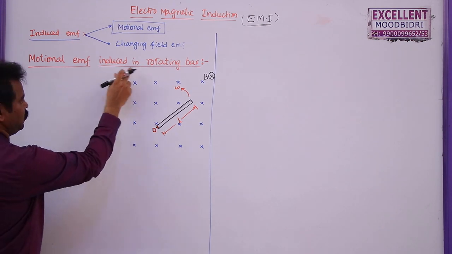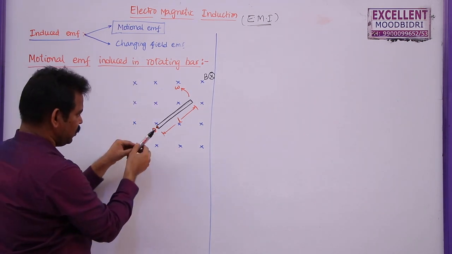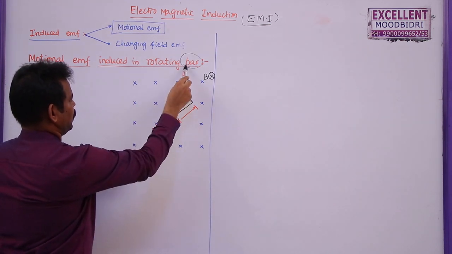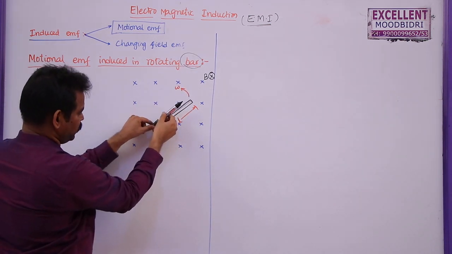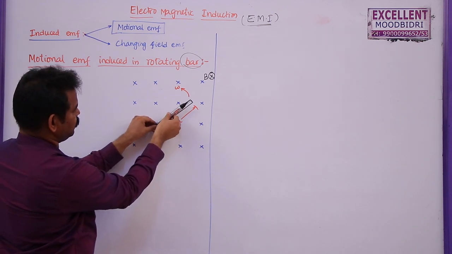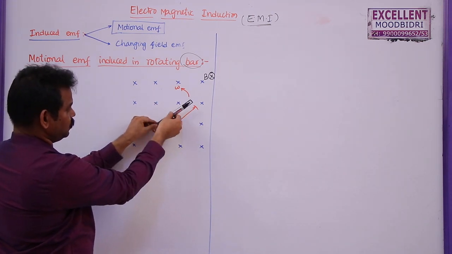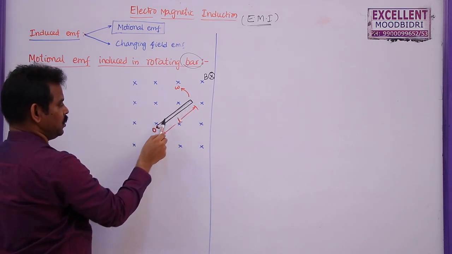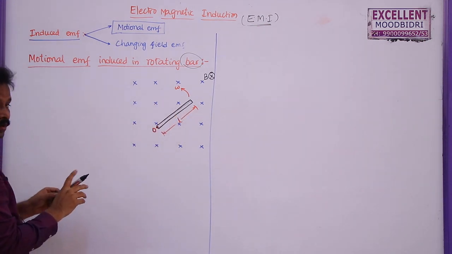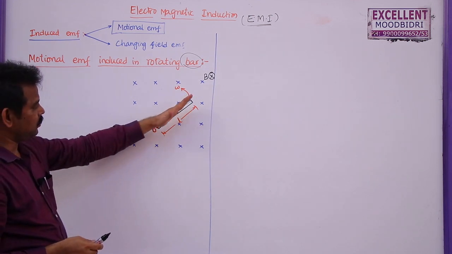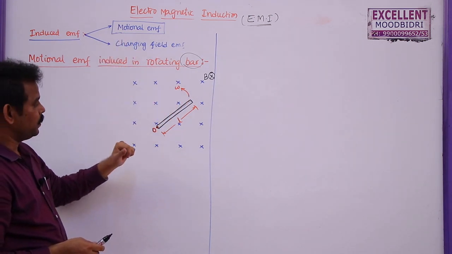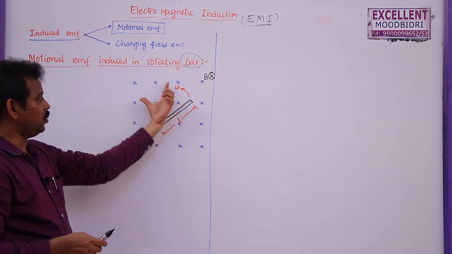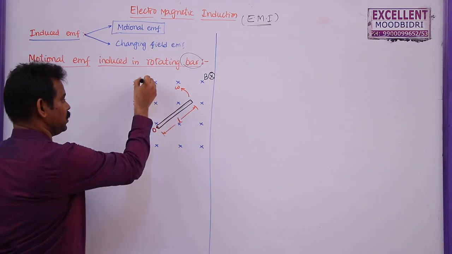Motional EMF induced in a rotating bar. Here a bar of length L is pivoted at point O and it is rotated in this direction. As it is cutting the flux, EMF will be induced between the two ends of this rod. But in the previous cases, the entire rod is moving through the field, so each and every part of the rod is moving, that means it is having translatory motion. So it was moving along a straight line.